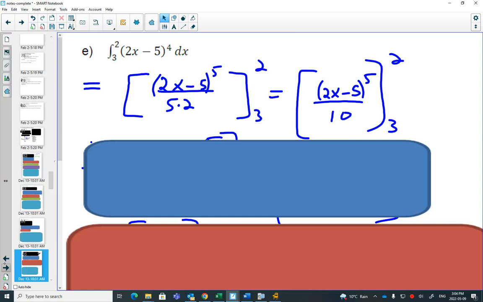Add 1 to the exponent, divide by the 5, and then because of ax plus b, there would have been a chain rule which multiplied by 2, so we divide by 2.